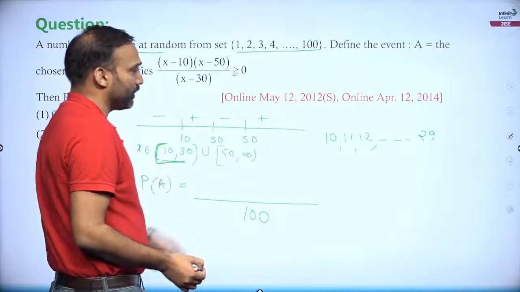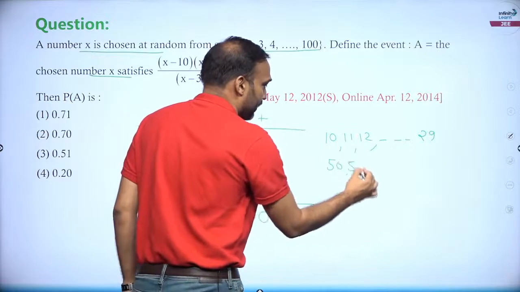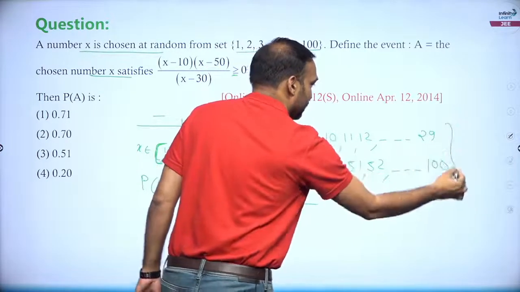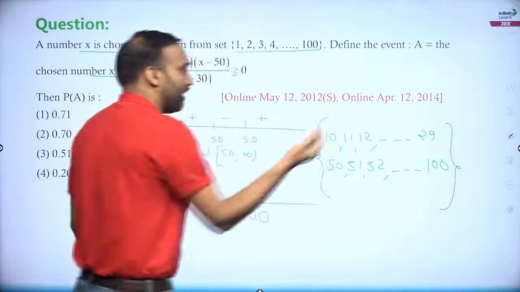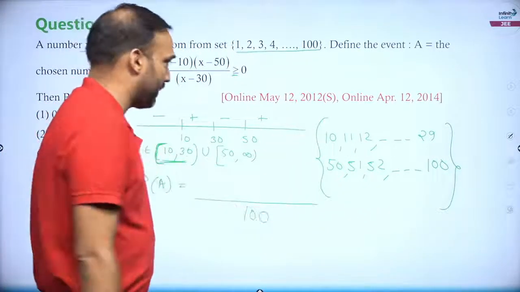and then 50 to infinity, but I am talking about only 100, right? So 50, 51, 52 till 100. This is the complete set for my favorable outcomes, right? Now let us count how many of them are there.